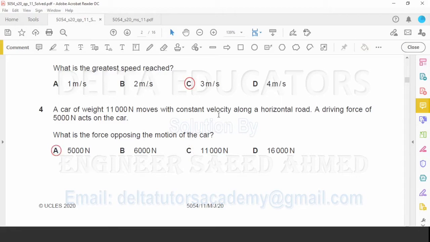Because it is given here there is a constant velocity, there is no acceleration. When there is no acceleration means there is no resultant force. When there is no resultant force means there is no opposing force. So the only force acting on the car is given here, that is 5,000 Newton. So correct option is option A, where it is given 5,000 Newton.